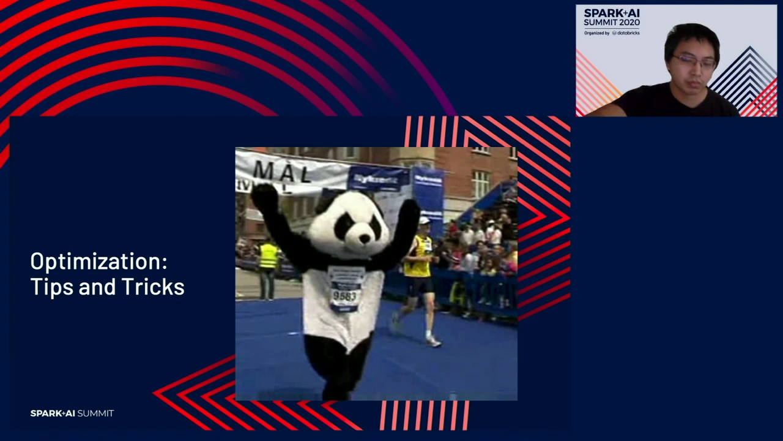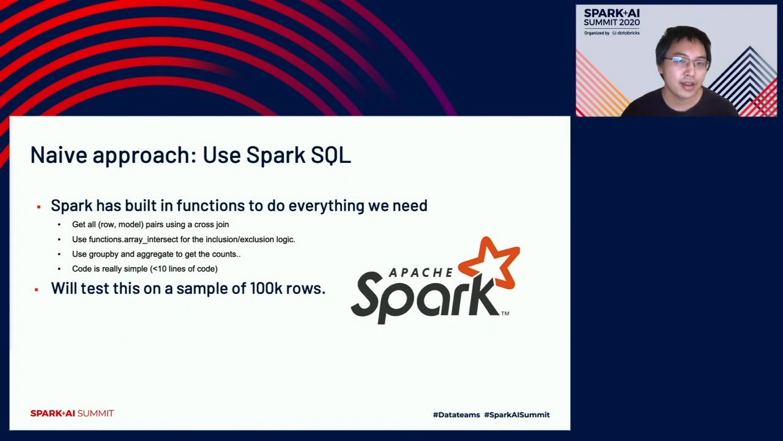The first question we need to answer is why do we even need to use Pandas UDFs? We could just use Spark SQL, and in fact, we can. Spark SQL has built-in functions to do everything we need. We can get all of the row-model pairs using a cross join. There is a functions.array_intersect to perform all of the inclusion-exclusion logic. We have group by and aggregate to get all of the counts. And it turns out when I was writing this, it's really simple. It's less than 10 lines of code.